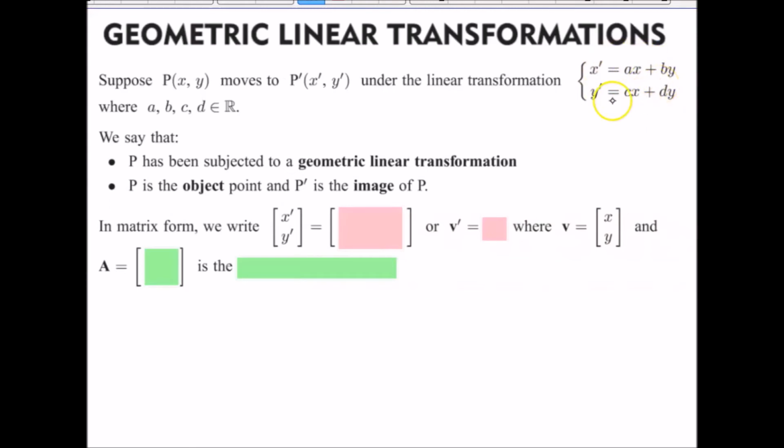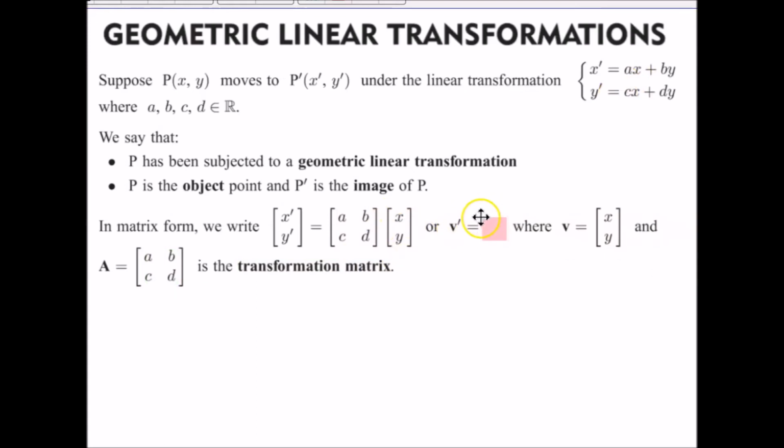So we can express that as a matrix equation where (x dash, y dash), a 2 by 1 matrix, is equal to the coefficients A, B, C, D. That will in fact be our transformation matrix multiplied by (x, y). So in shorthand notation, V dash, the image, is equal to some matrix A multiplied by the original values of x and y.